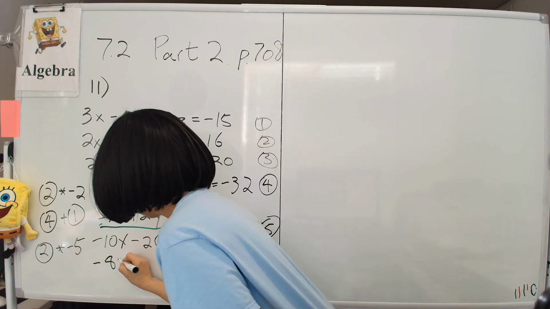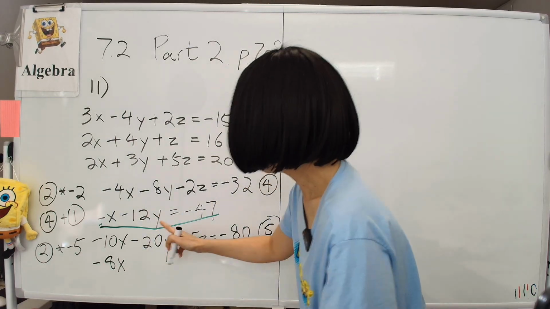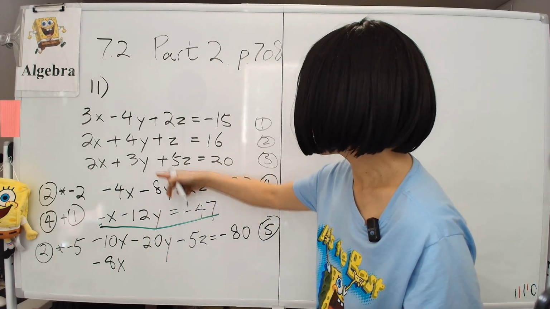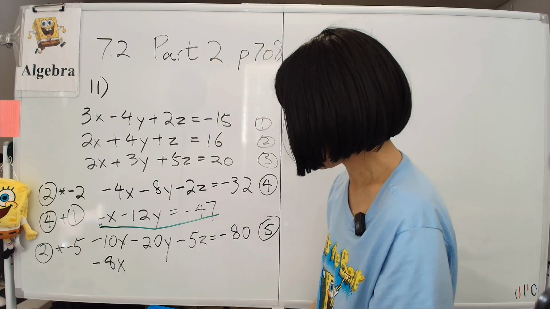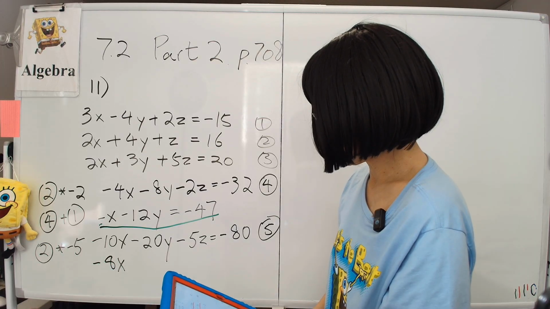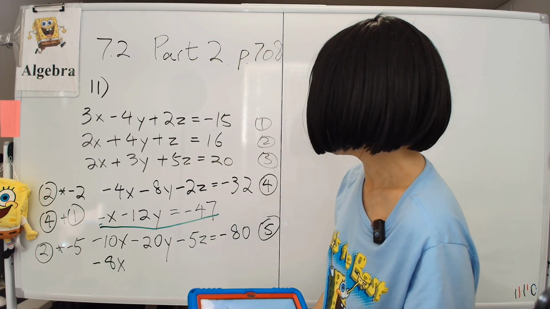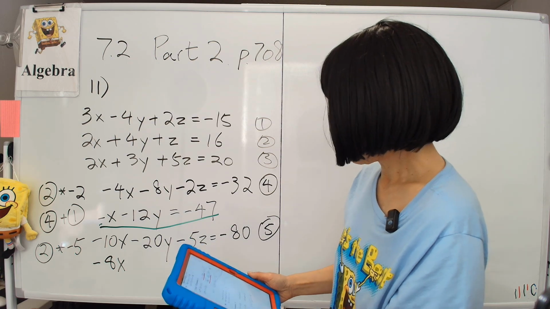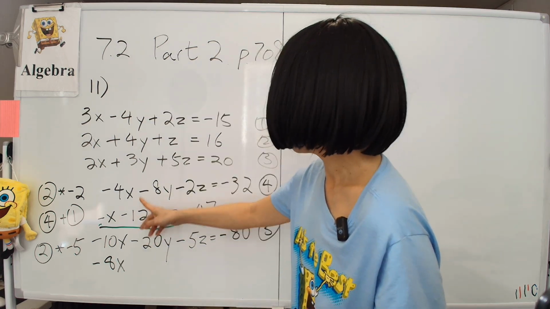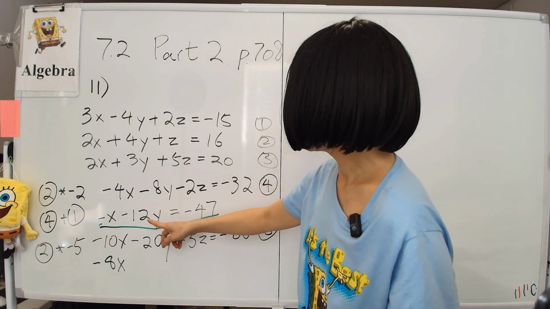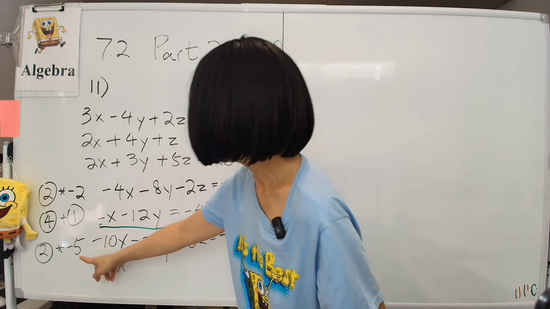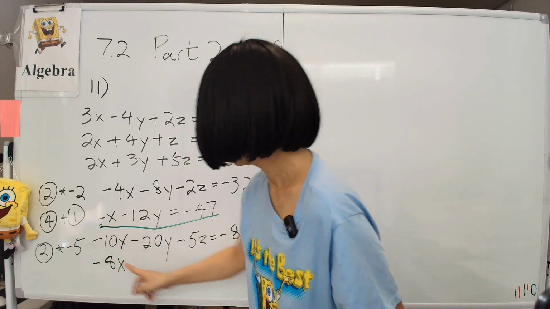Negative 8x, okay? And then minus 8 and plus 3, that's minus 5. That's not what I have here. What? Now let me see. Did I mess up already? Okay, so we have equation 2 times minus 5.